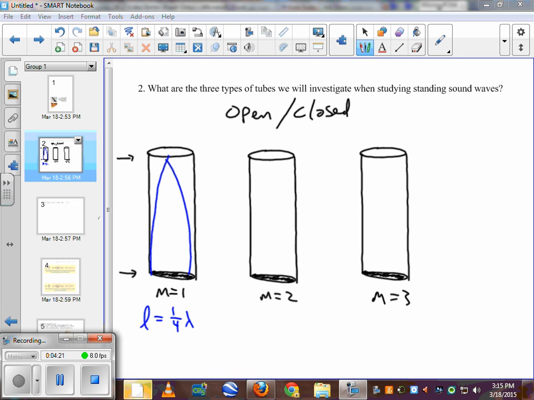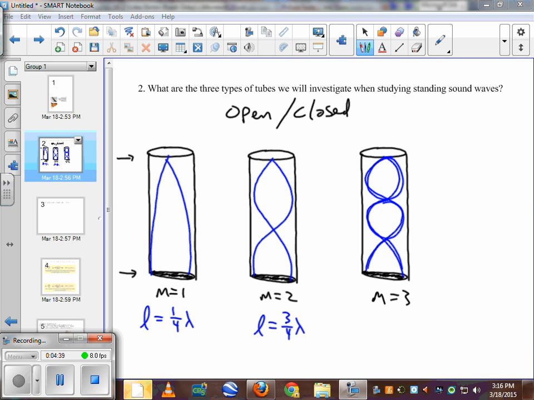Now we'll draw the next tube, which will be 3/4 of a wavelength. Here's what the wave looks like inside this tube. The length of the tube is equal to 3/4 of a wave. And then the last one is going to be 5/4 of a wave. Again, I had to cheat a little bit in my drawing, but it's 5/4 of a wave, and then it would be 7/4 and so on. So this is the third type of tube we're going to look at, and the equations for this one are different than for the other 3.